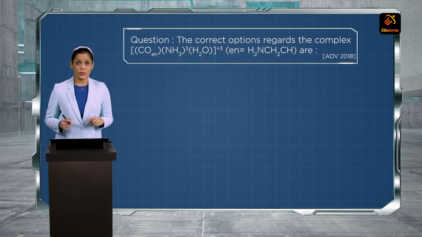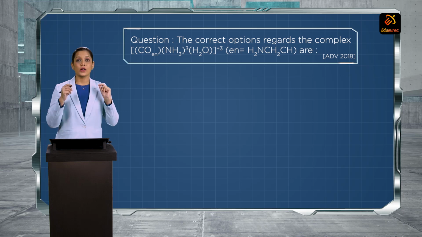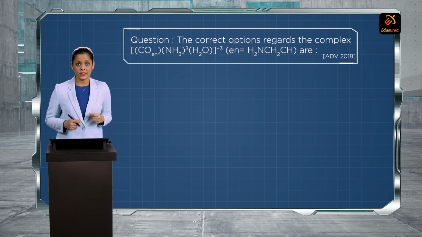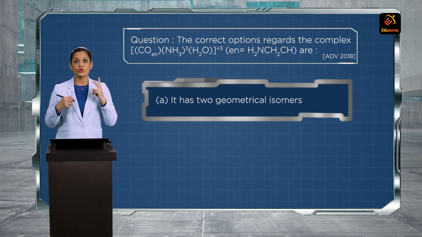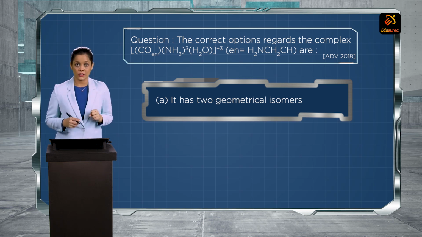This question, students, was asked in Advanced 2018. The question reads as, the correct options regarding the complex. The complex is [Co(En)(NH3)2(H2O)]3+, where En is ethylene diamine. Option A, it has 2 geometrical isomers.